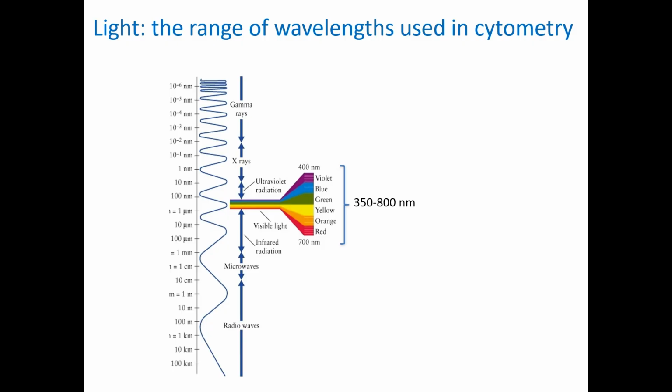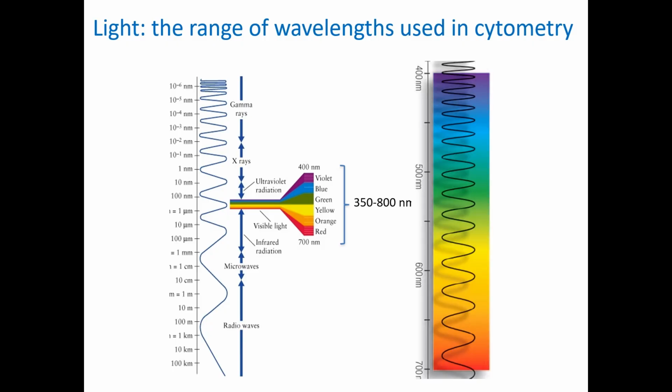The wavelengths of light used in flow cytometry range from the UV, down around 350 nanometers, up through the violet, blue, green, yellow, and red, up to the far reds at around 800 nanometers. You may remember this from your basic physics classes, but keep in mind that the lower or shorter wavelengths have higher energy, and the higher or longer wavelengths have less energy.